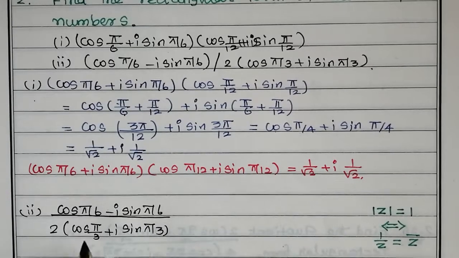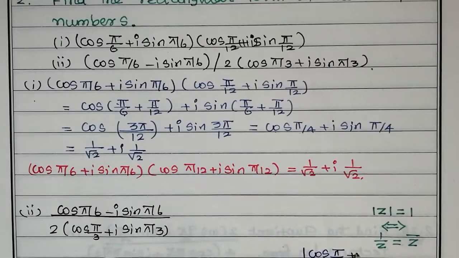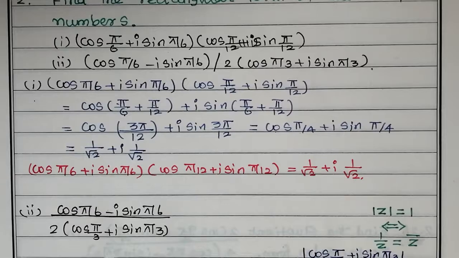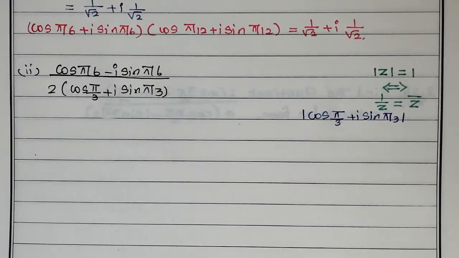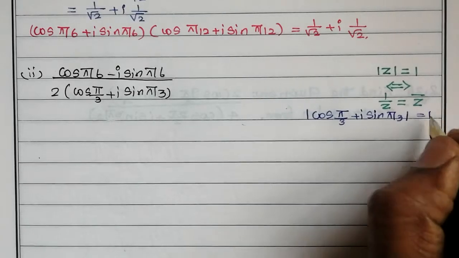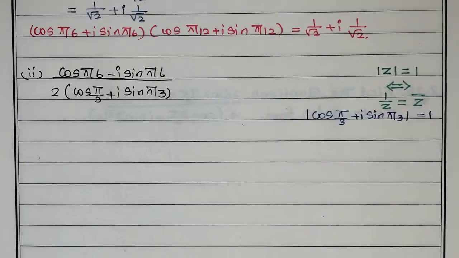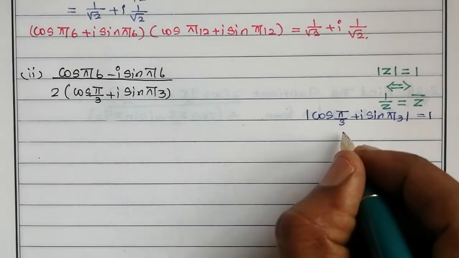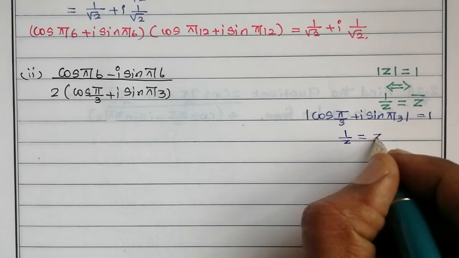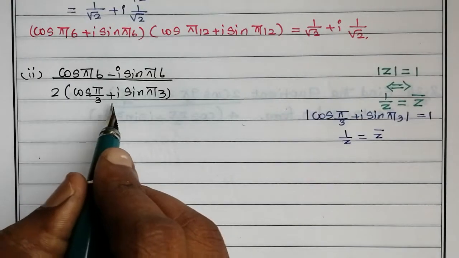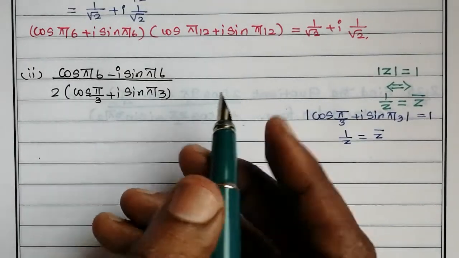See the denominator part, that is modulus of cos pi by 3 plus I sin pi by 3, which is equal to 1, because the square root of cos square pi by 3 plus sin square pi by 3 is equal to 1. So 1 by z is nothing but z bar. So 1 by cos pi by 3 plus I sin pi by 3 is nothing but z bar.